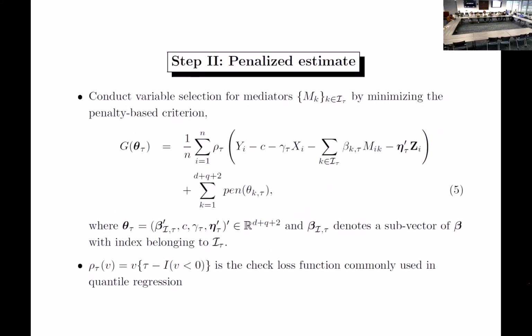So the second step is a penalized estimate. In this step we do variable selection for the mediators left after screening. We minimize this penalty-based criterion. This is the penalty term, and rho tau here is the check loss commonly used in quantile regression. The penalty term penalizes all the parameters in this vector.